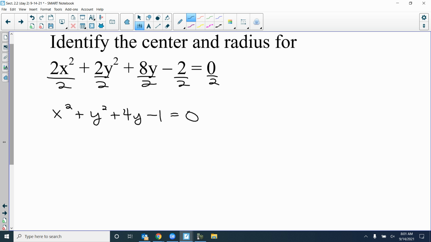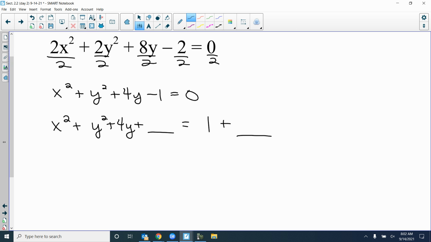I do want to get the constant on the other side. So I'm going to move the 1 over. I will not have to complete the square on the x squared. It will just stay as it is. So it'll just be x squared plus y squared plus 4y. I will have to complete the square here, move the negative 1 over, make it positive 1, and whatever I put here, I have to put on the other side.